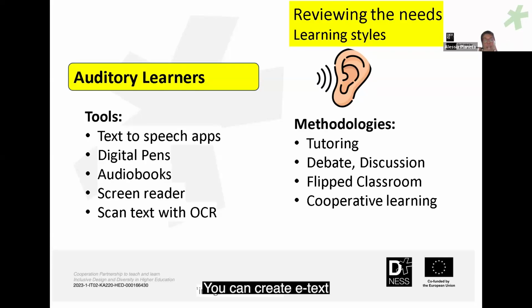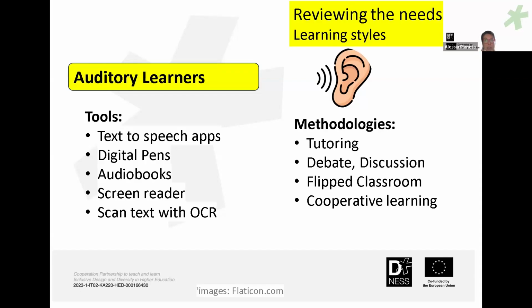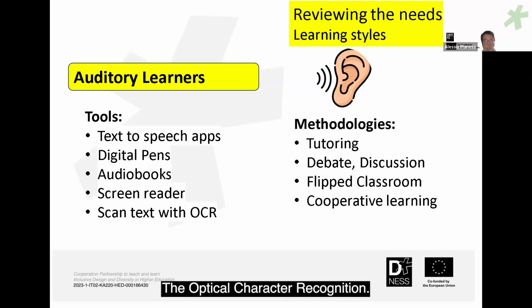You can create e-text from printed material using a scanner with an OCR, the optical character recognition. Of course, it has to be edited and it works better for short text, but it helps a lot of students and can be reproduced in small chapters or parts and maybe overcome the issue of copyright.